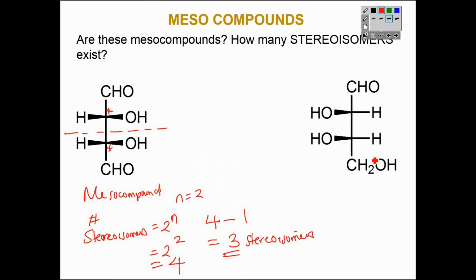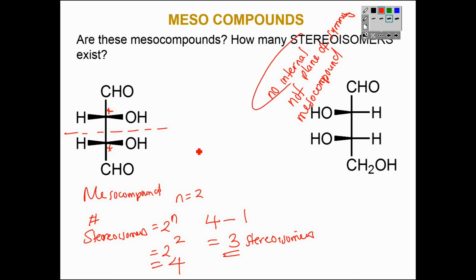Okay, this one, we said it's not meso. There's no internal plane of symmetry. So it's not meso, but we know we have 2 chiral carbons there and there, so 2 to the power n, 2 to the power 2, so you have 4 possible stereoisomers.